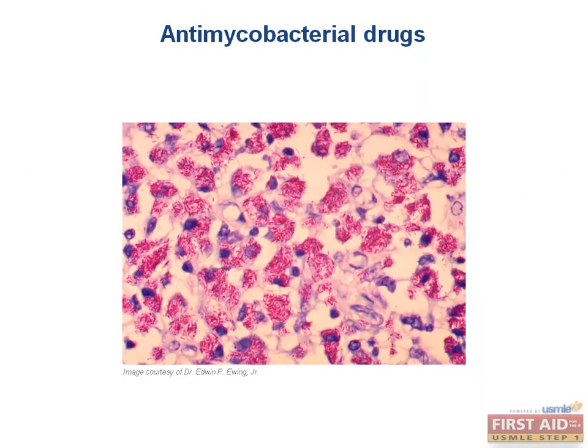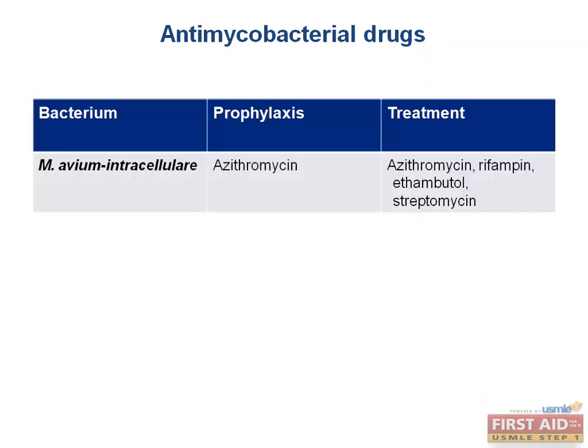In this image, acid-fast stains are shown of Mycobacterium avium intracellulare. Looking at this table, we see that azithromycin is used for both prophylaxis and treatment of M. avium intracellulare. It is an important organism which is of particular importance in immunocompromised patients. Other examples of treatment are rifampin, ethambutol, and streptomycin. These important medications will be discussed in more detail in a little bit.